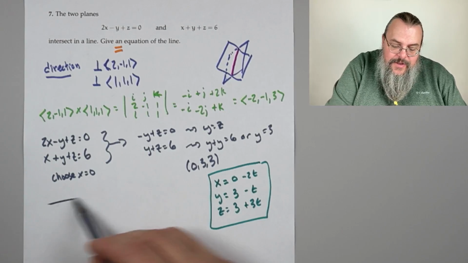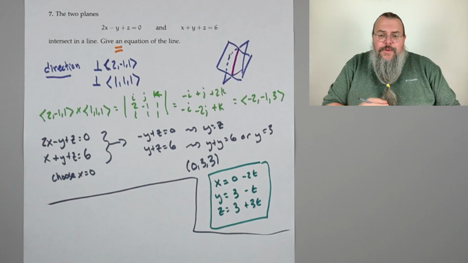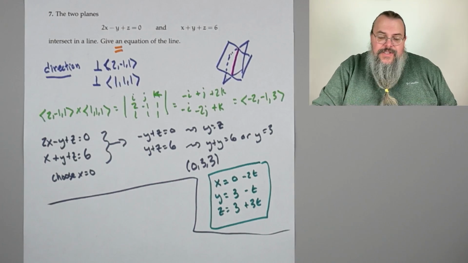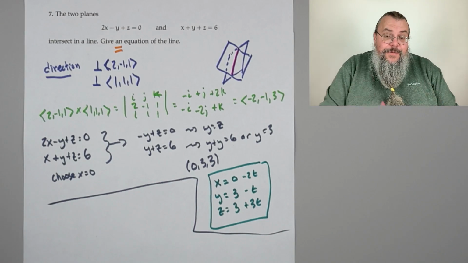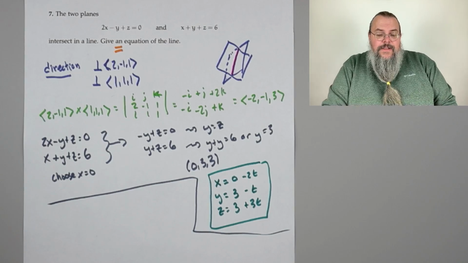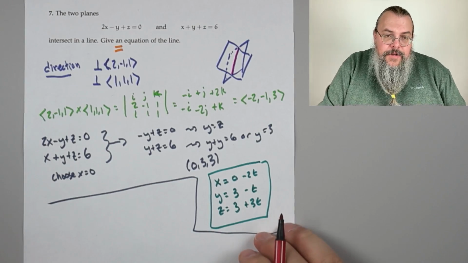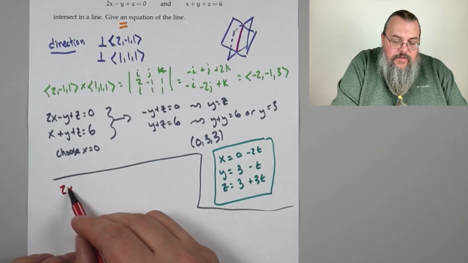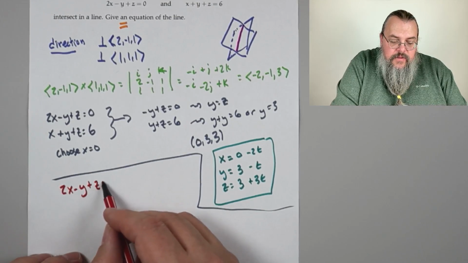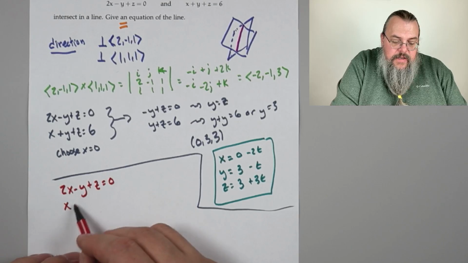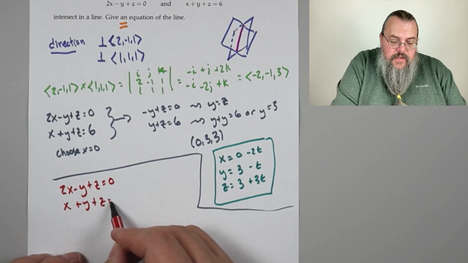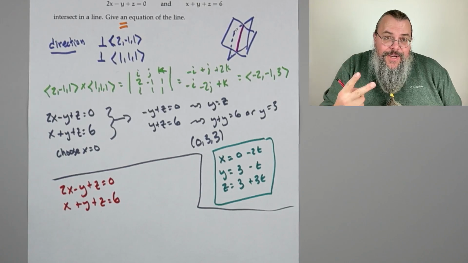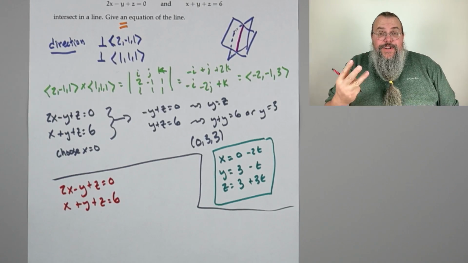Now, I said we could do this in another way. I think we have a little bit of time. So let's try to do it a second way, just to say it could have been done this way. All right, well, what can we do? Let's start with what we know. We know 2x minus y plus z equals 0, and x plus y plus z equals 6. Now this is 2 equations, 3 unknowns.